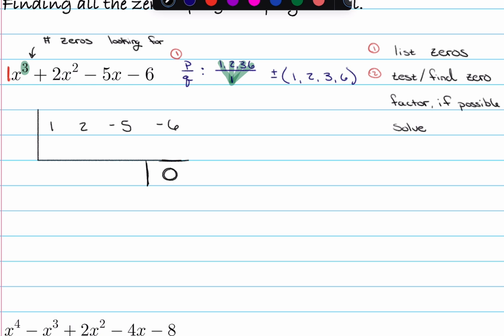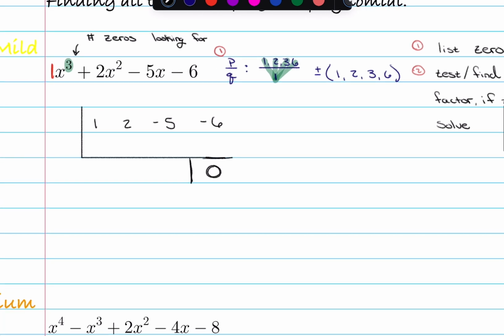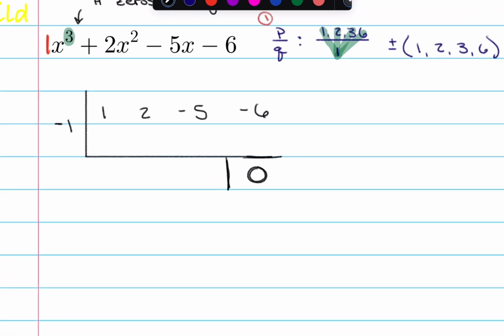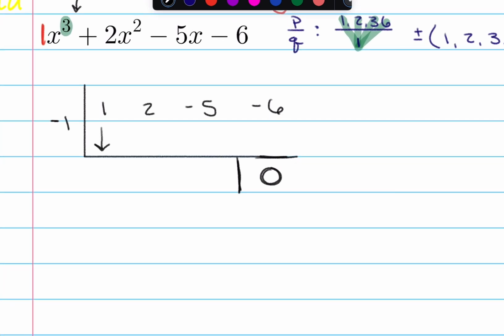Okay, so when I went through that process, I found that -1 is one of my zeros. That's one of my x-intercepts. So I'm going to use synthetic division to finish this out: pull down my first term, multiply on the outside, add on the inside. So I have 1 times -1 is -1. 2 plus -1 is 1. 1 times -1 is -1. -5 plus -1 is -6. And then -6 times -1 is a positive 6. -6 plus 6 is 0.